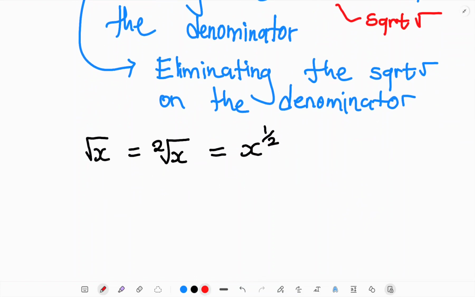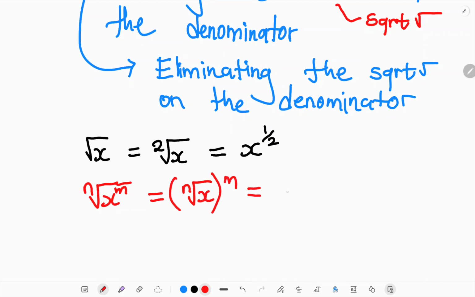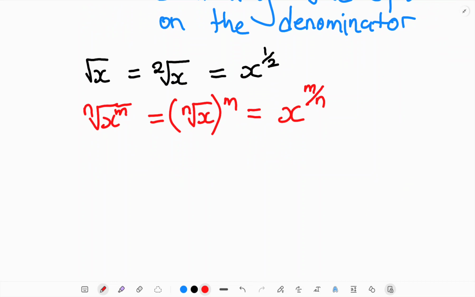Another way of representing a radical could be the n root of x to the m. In this case, you have a radical that can also be represented as the n root of x, closed bracket, to the m, and this is also the same as x to the m over n. So you need to understand the different types of radicals before you can actually get to answer questions on how to rationalize.